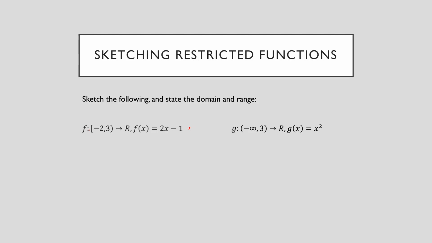Our domain here is restricted. It's not all real numbers like it normally is. It's between -2 and 3, including -2, not including 3. So let's have a go at sketching this. So first we'll set up our Cartesian plane.